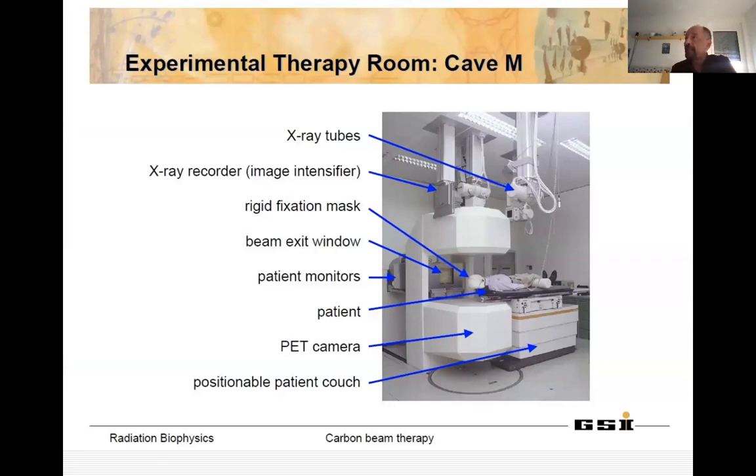This is the cave-M that you can still see. This is a PET camera that we will discuss later, why there is a PET camera here. And the X-ray machine, similar to conventional radiotherapy, where you take an X-ray image of the patient, the fixation mask, the patient couch, and the exit window of the beam, which is here.